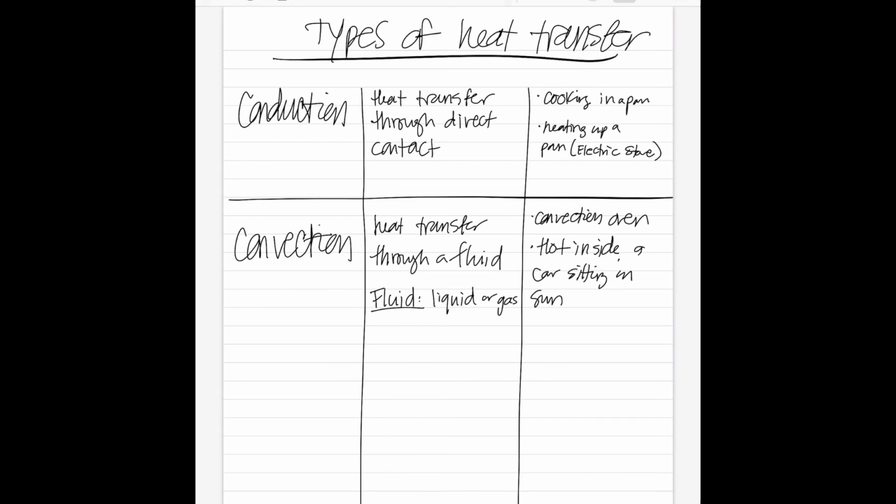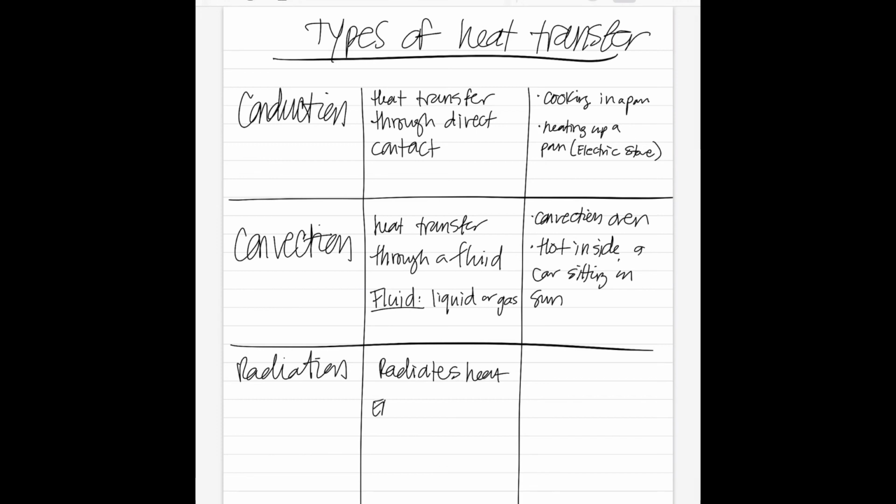Okay, the last type is called radiation. Now, this is not like radiation we're talking about, like uranium and atomic bombs. That's not what I'm talking about. When I think of radiation, I think of the word radiate. That's the word that I think of. So it radiates heat. This is also done through electromagnetic radiation. So light and radio waves and microwaves and X-rays and all of those things on the electromagnetic spectrum.